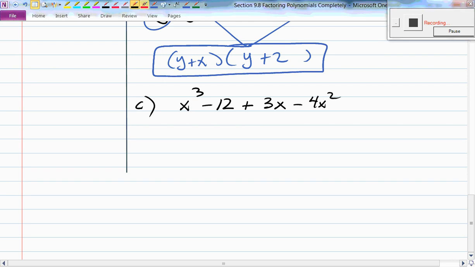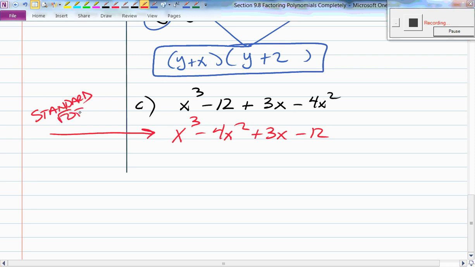Anybody rearrange them in a way that was useful for them? What'd you get, Anthony? X cubed. So what do we call this order right here? That's called standard form. How do you know? That's right. We have the exponents lined up from greatest to least. Now that we have this going on for ourselves, we can factor by grouping. Let's group those two, and let's group these two.